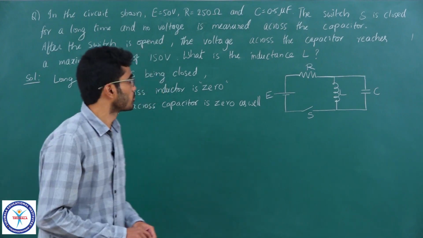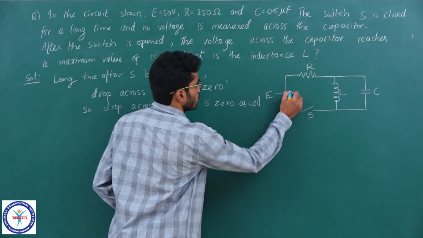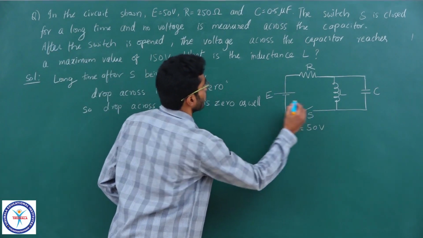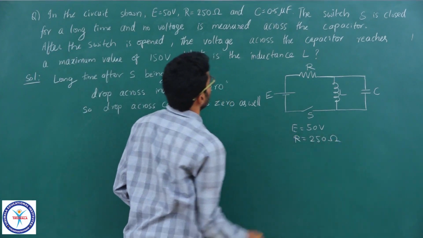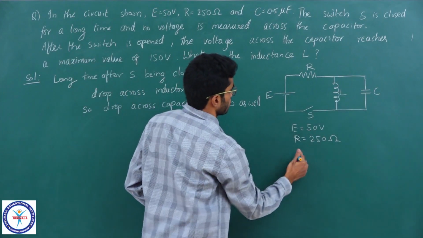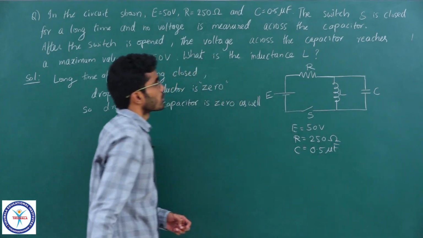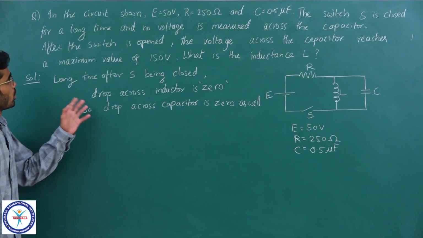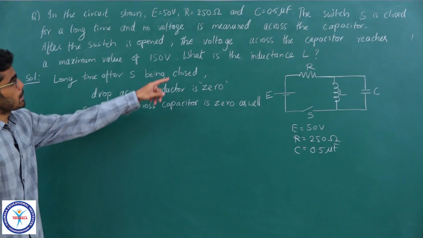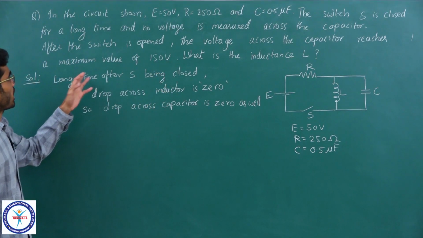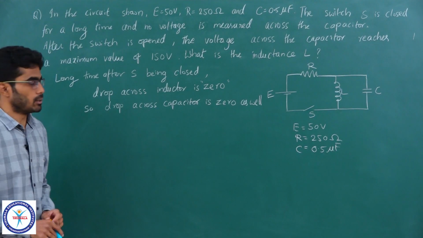Let's solve another problem now. In the circuit shown, E is 50 volts. We have a battery here. E is 50 volts and the resistance is 250 ohms. And the capacitance shown here is 0.5 microfarad. Switch S is closed for a long time and no voltage is measured across the capacitor. After the switch is opened, the voltage across the capacitor reaches a maximum value of 150 volts. What is the inductance L?